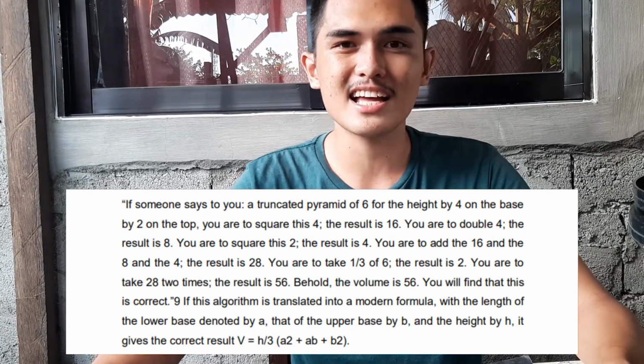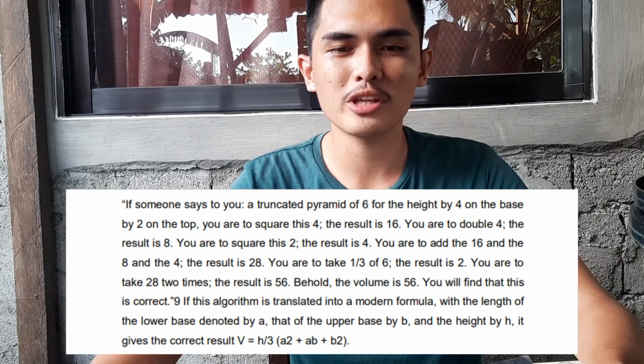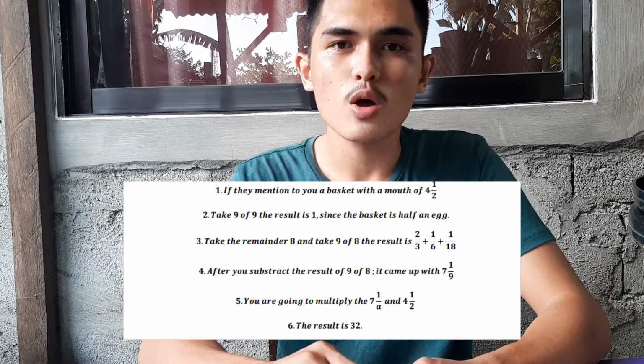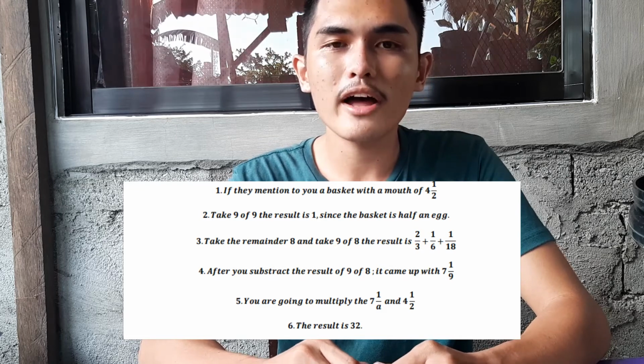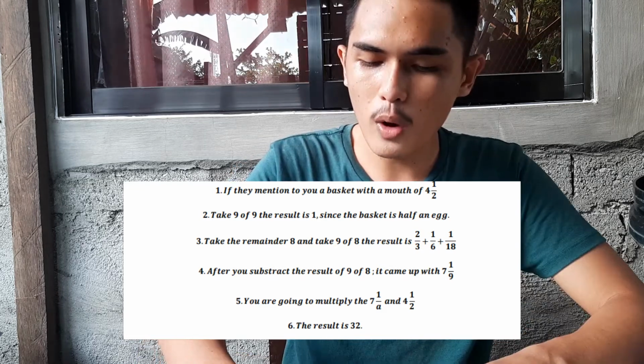We are going to discuss the last problem of geometry. Lastly, we discuss problem 10 of the Moscow Papyrus. We need to determine the surface area of a hemisphere. Given a basket with an opening of 4 and 1/2. Take 1/9, since the basket is half of an egg, the result is 1. Take the remainder 8. Take 8 over 9 of 8. The result is 2/3 plus 1/6 plus 1 over 18. After subtracting, the result is 7 1/9.